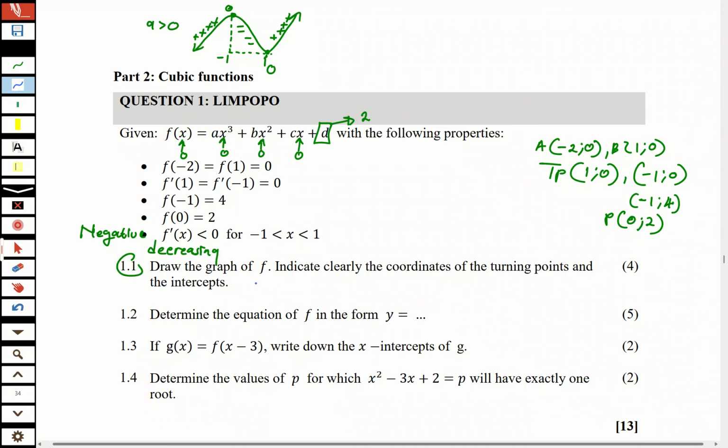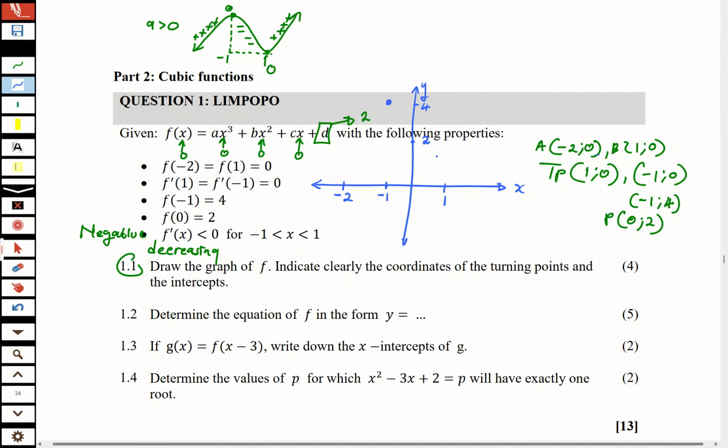They say that we have to draw the graph of f, indicating clearly the coordinates of the turning points and the intercepts. So remember, we need the x-axis. This is the x, and we also need the y-axis. So this is the y there. We're just going to indicate the coordinates: the x-intercepts at -2 and +1, the y-intercept here is 2, and the value here is 4, and x is -1.